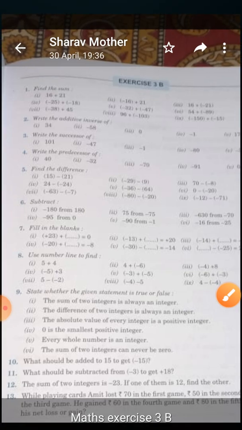So number 1 is 16 plus 21. Let me copy this down on the board. So 16 plus 21. As I told you last day, when there is no sign before any number, it means that there is a plus sign. So there is no sign before 16, it means that it is a plus sign, yes or no? So this sum is actually class 2 stuff, but still I'm explaining it to you.